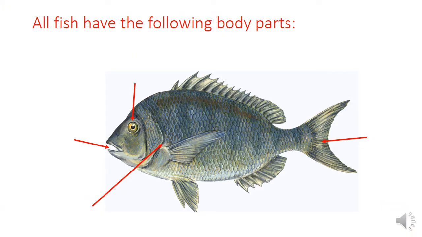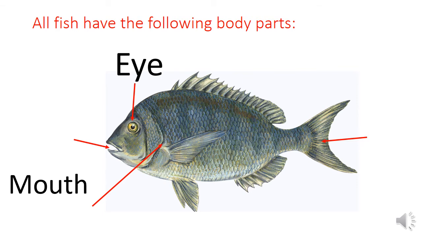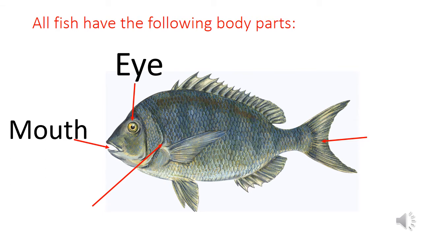Let us know now, what do all fish have? All fish have the following body parts. We will start first with the eye. All the fish have eyes in order to see. All the fish have a mouth to eat. All the fish have gills to breathe. And all the fish have a tail to swim. These are the 4 important parts of the fish: the eye, mouth, gill, and tail.